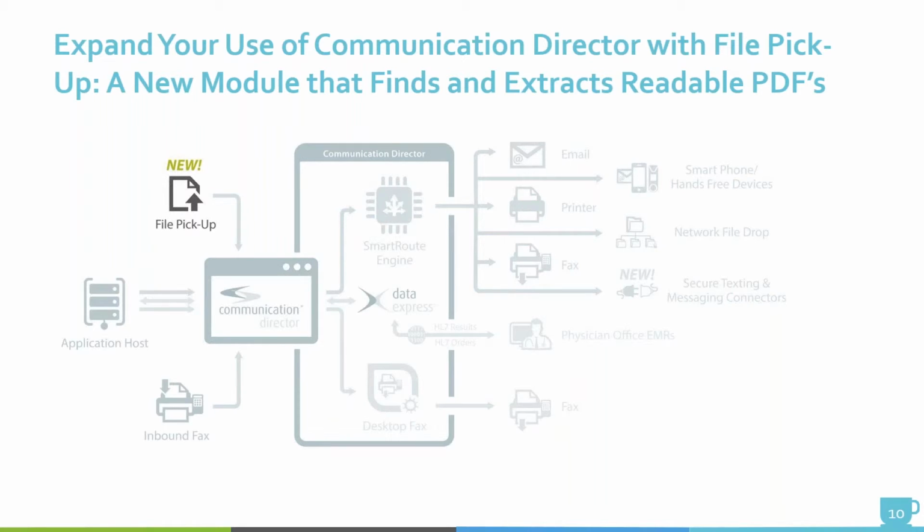File pickup extends Communication Director's automated report delivery to include extractable, readable PDFs from systems that are unable to print and therefore previously incompatible with Communication Director. Extractable PDFs are placed into a designated folder that are picked up with file pickup and then delivered by Communication Director via the SmartRoute to any of the delivery methods.